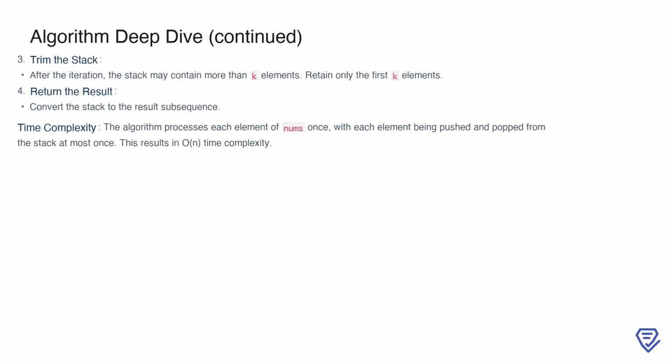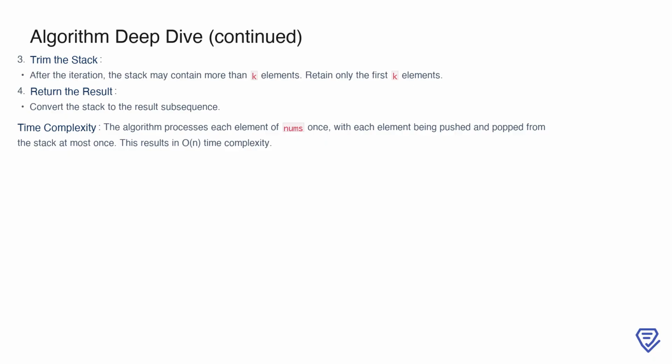After iterating through the array, we may end up with a stack that contains more than k elements, so the next step is to trim the stack down to exactly k elements, retaining only the first k items. At this point, the stack represents the smallest subsequence we've been constructing throughout the process. Finally, we convert the stack into the resulting subsequence to return as the answer.